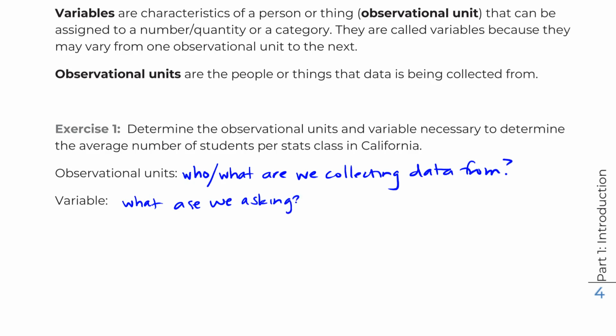And then our variable, what data are we collecting? What are we asking? So again, we're thinking about our spreadsheet. Our observational units are going to be those rows. Who or what are we asking? And then what exactly are we asking as our variable? What are we going to put down this column?